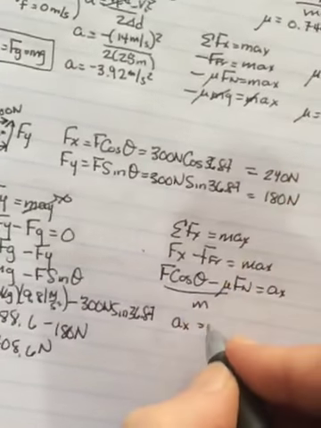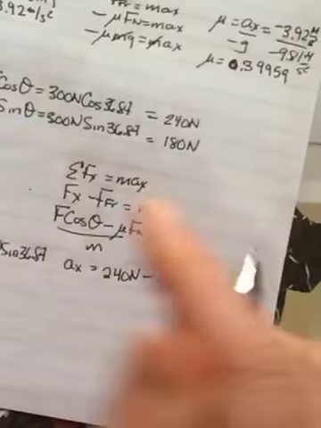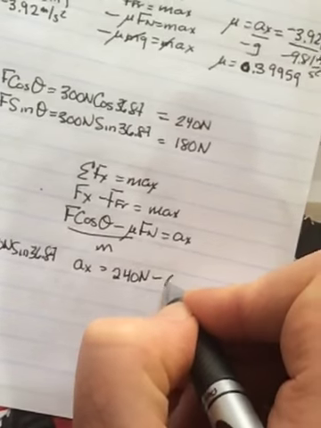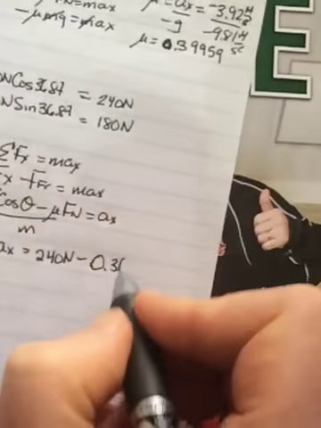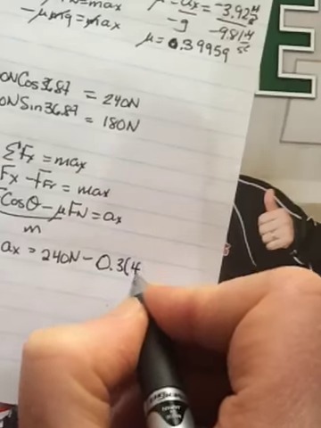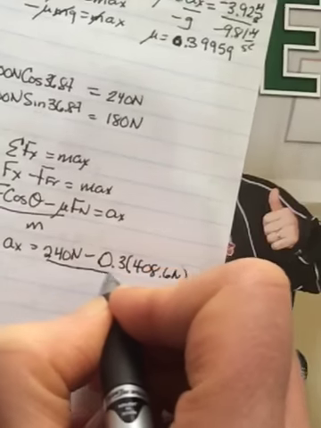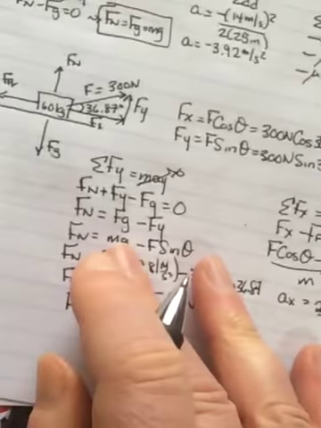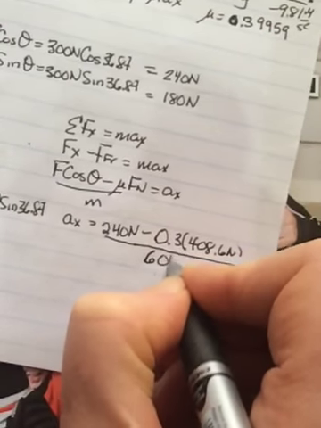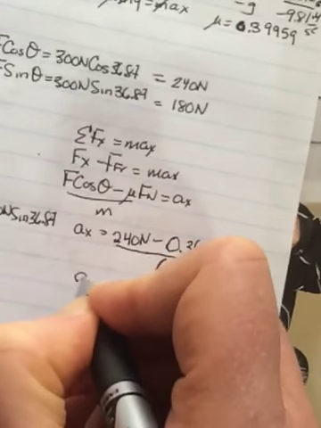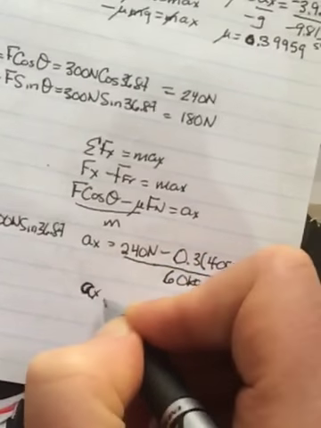And now we can fill our values in. F cos theta we already found, it's 240 newtons. Mu they gave us, it was 0.3. Paper's moving. 0.3. The Fn we found over here, 480.6, or excuse me, 408.6. And then we are going to divide that by our m, which was 60 kilograms. Okay, and then all that's left is type the numbers in and get your a. It's getting very hard to write down here because my paper's running out.